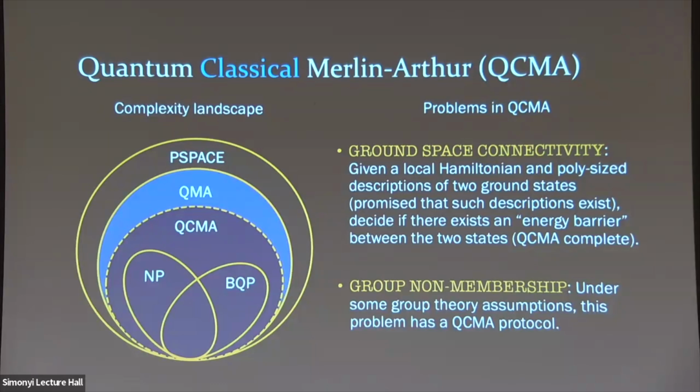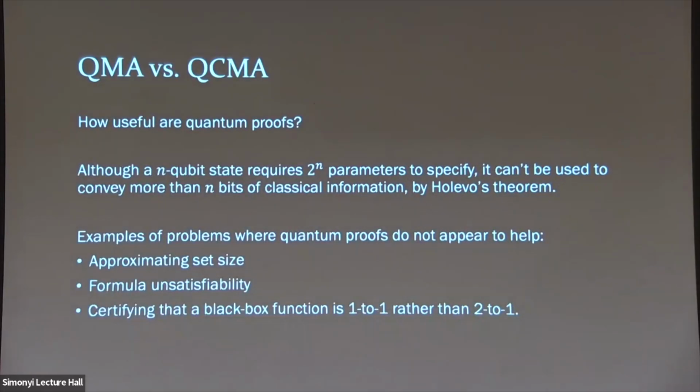Okay, so all of this was just to give you a feel for what problems are in QMA, what problems are in QCMA. A natural question is how do these classes relate? Are they the same? Are they different? And really it's asking how useful are quantum proofs, right?